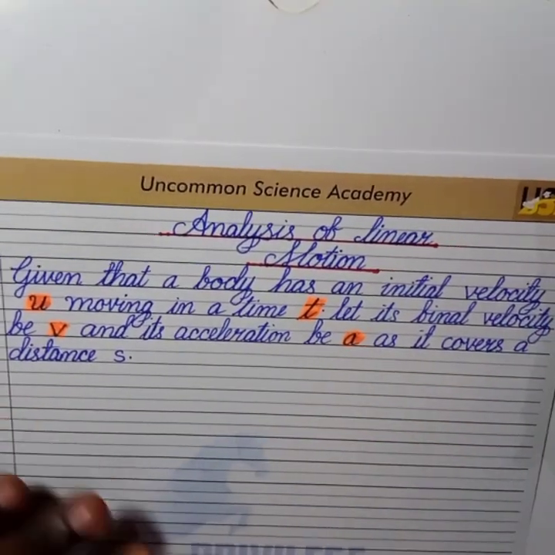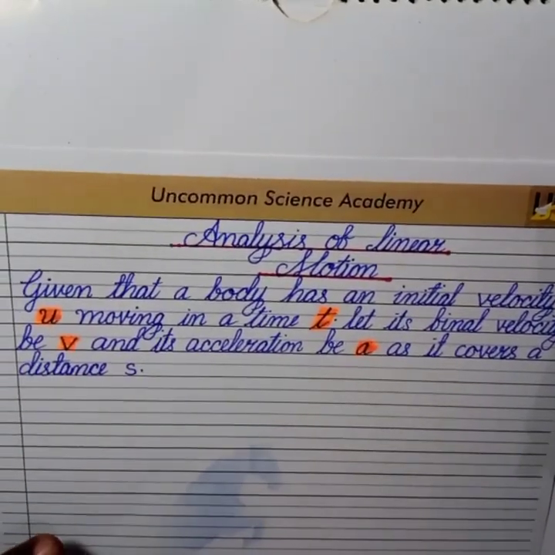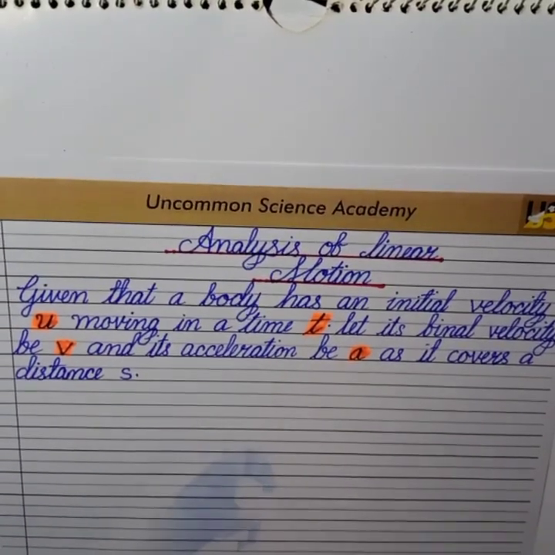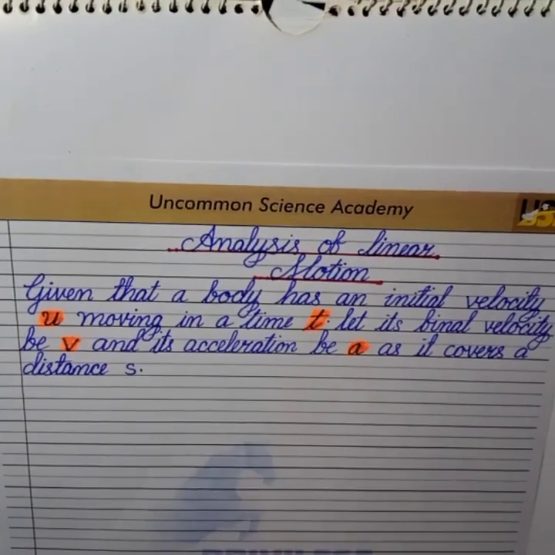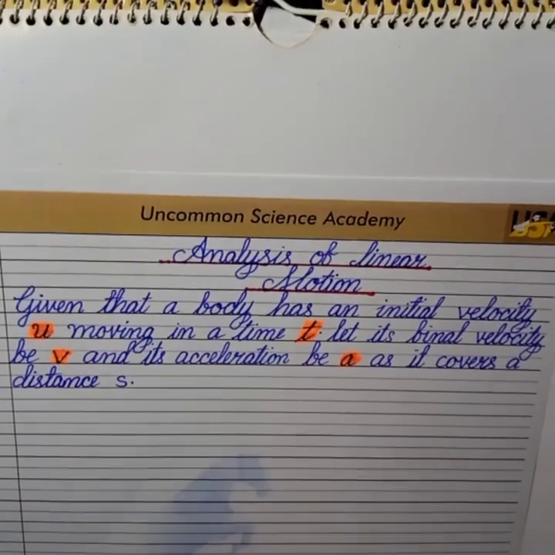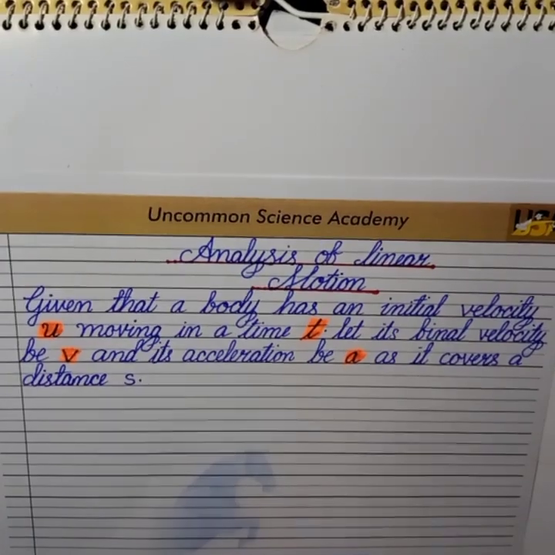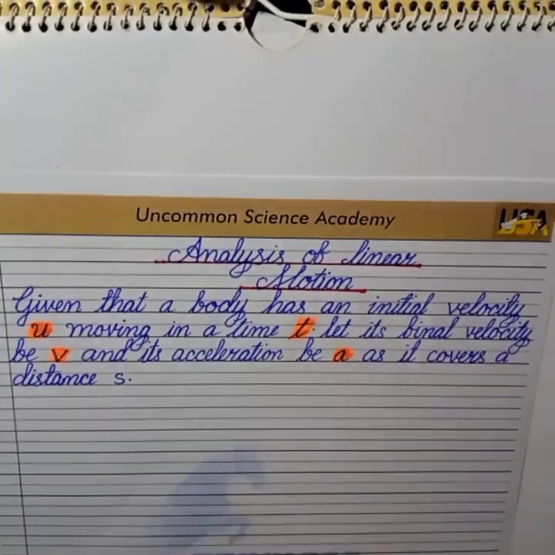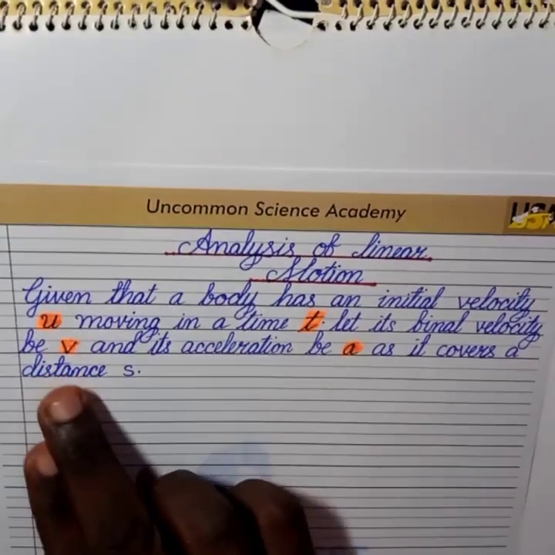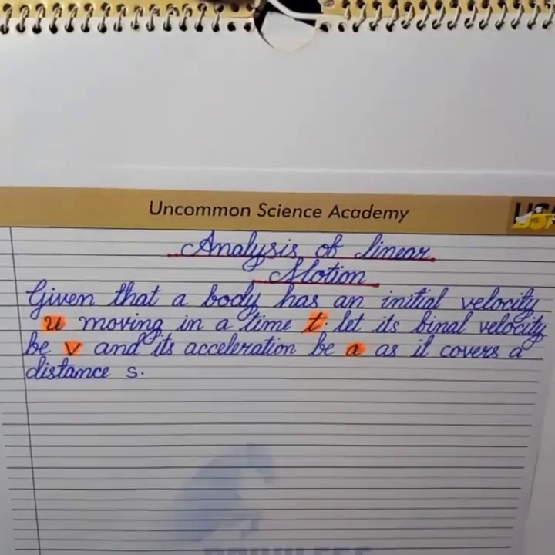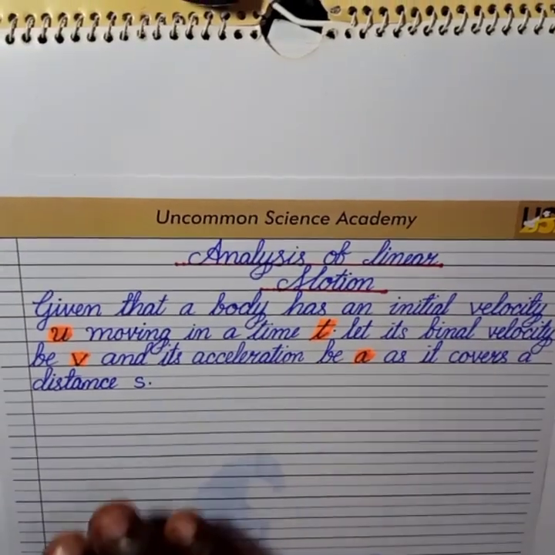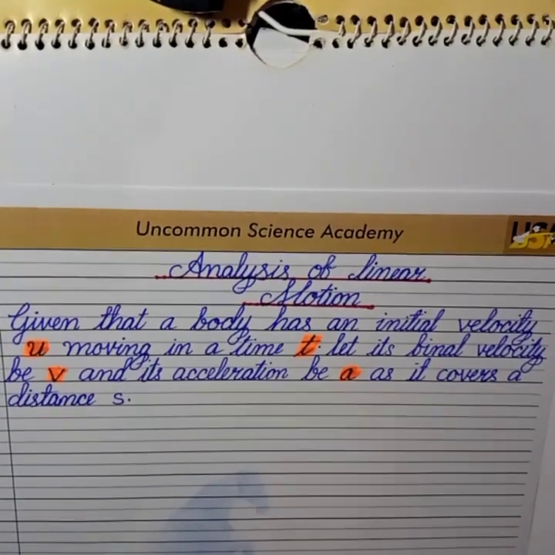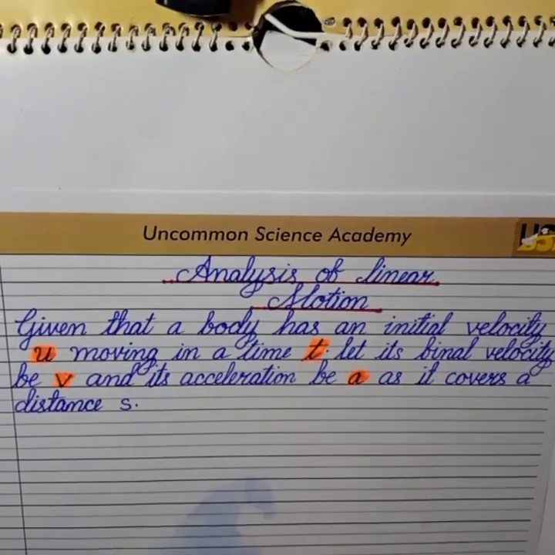Today I will be looking at the analysis of linear motion. This particular topic in physics is very important, and what we are to do here when we talk about analysis of motion is to discuss the equations of motion. Now we are given that a body has an initial velocity u and it's moving in a time t. If the body's velocity is v and its acceleration is a, as it covers a distance s.